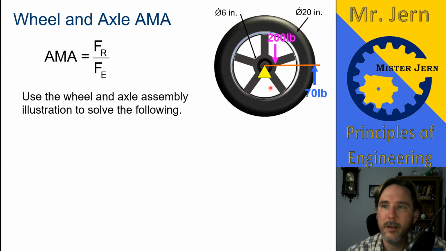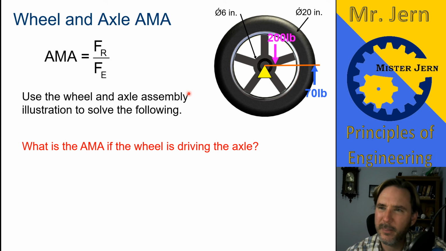So right now here, it takes 70 pounds of effort force to turn a 200-pound resistance. Okay. In fact, I think that's what's going on the other way around. Actually, I haven't decided. Okay. It's the wheel driving the axle. Yeah. So the wheel is driving the axle. So you push with 70 pounds of force and you're able to overcome 200 pounds of resistance on the axle.